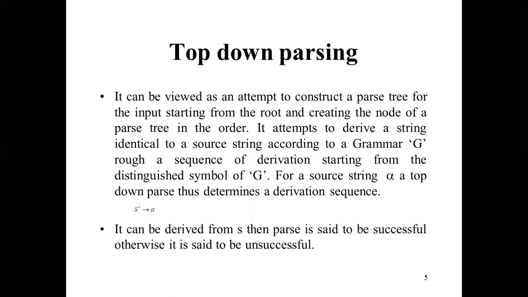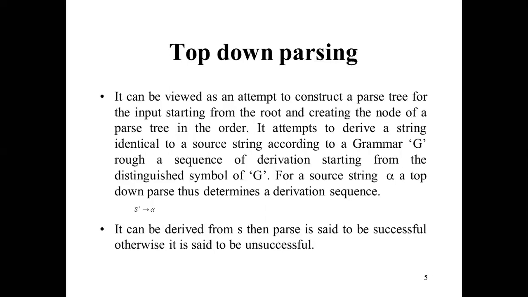In this case, we will start to divide our source string using the top down parsing method, so we will divide the source string from top to bottom. Here we can assume that alpha is any string. A top down parse determines a derivation sequence, so in this case we will ultimately get a derivation sequence. As star is given here, this is equivalent to alpha. Alpha is any string.